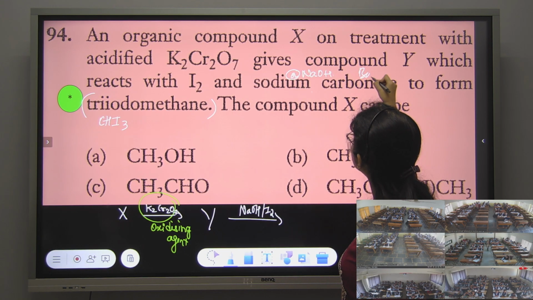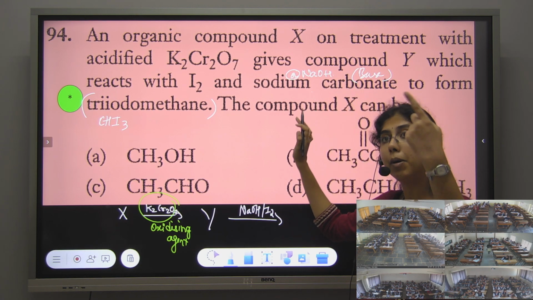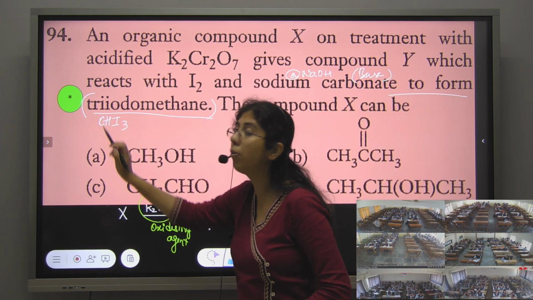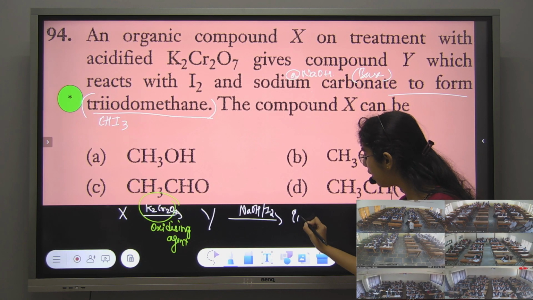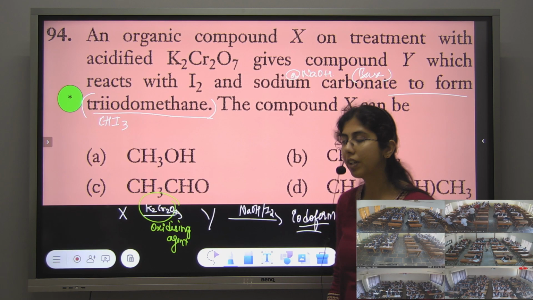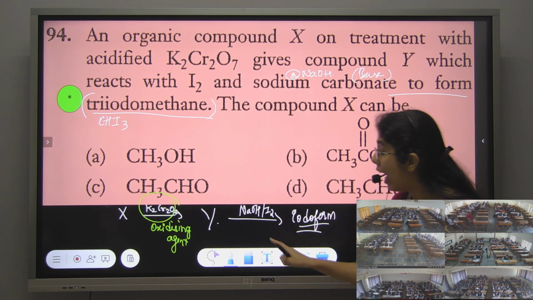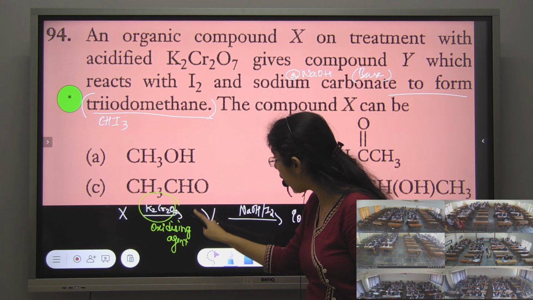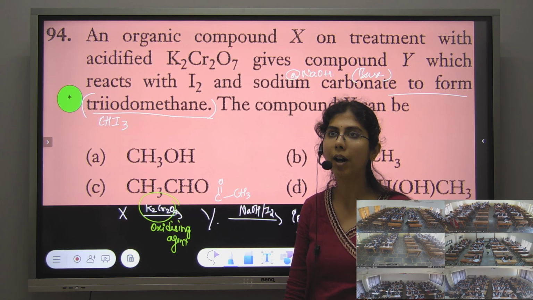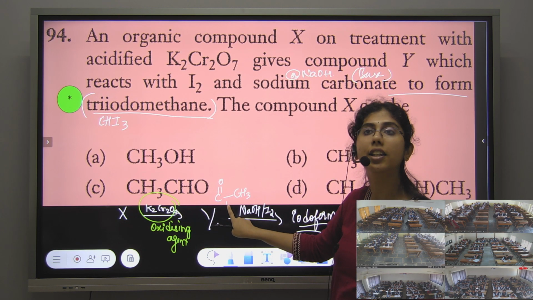Remember, any base they can give, so you should not get confused. I2 with some base means, remember, it is iodoform. And moreover, they are also saying it is giving triiodomethane. So this is the iodoform reaction. Now see here, Y is giving iodoform, that is confirmed. That is what they have given. That means we know one thing: Y should have a COCH3 group. So what should I take as X to get this in the product?